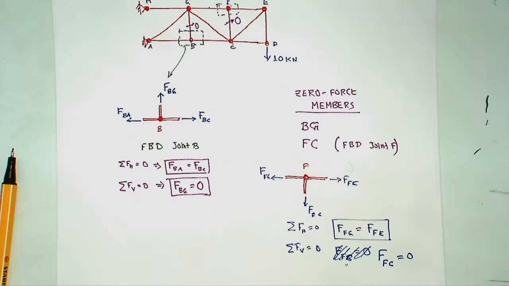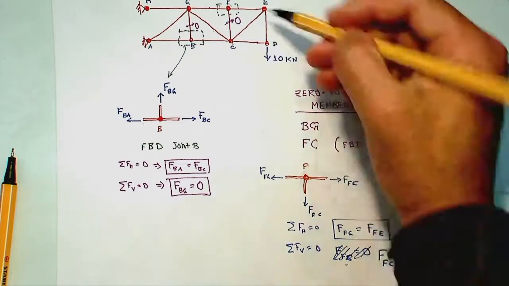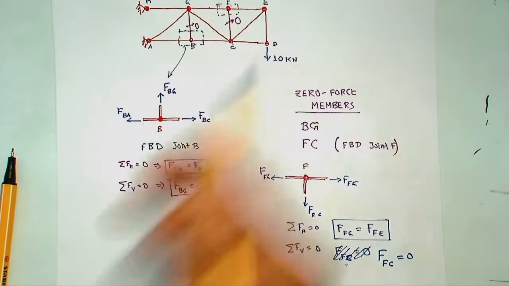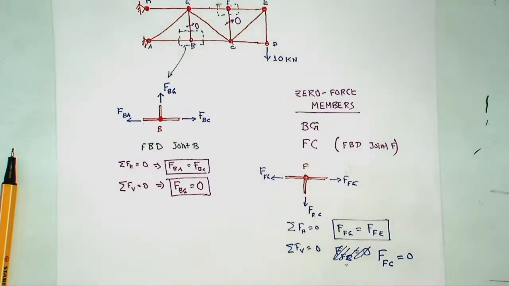Got it? Okay. Now, what about this member? If you consider joint D, can you say anything else could be 0 here?